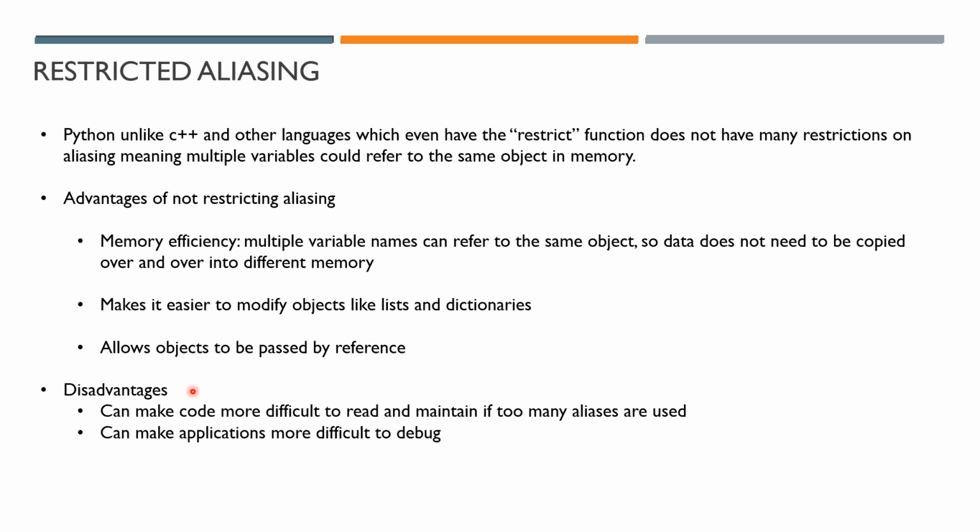The bad side of this is that it makes the code more difficult to debug, because if you're using mutable sequences and you have so many variables referring to the same object in memory, it's going to be hard to debug. If you make any mistakes, it affects the whole code, and it's hard to go back and find all of those areas where you made these mistakes.